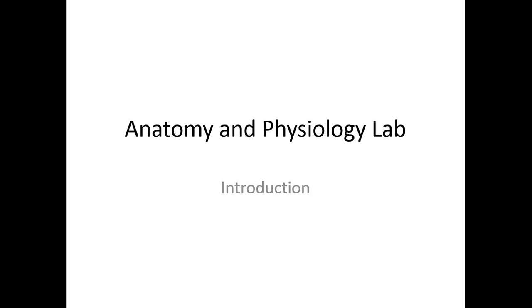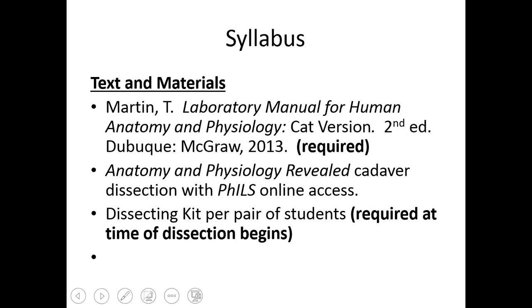This is just a quick introduction to the lab course and what we will be doing this semester. So, Anatomy and Physiology Lab. From the syllabus, you can see that you need a few materials. The first is the Laboratory Manual for Human Anatomy and Physiology, the CAT version. You'll be using the manual in this class and in A&P 2.